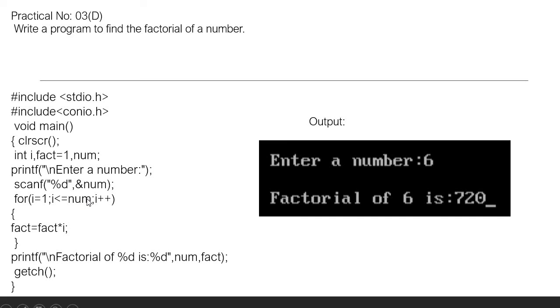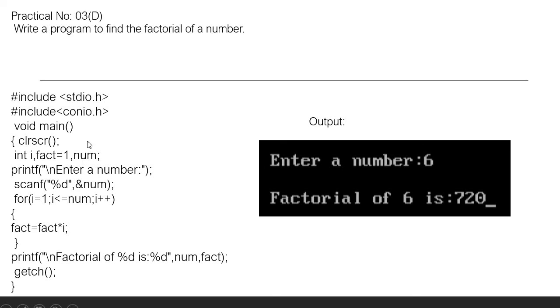The next part is i less than or equal to num. So if the number 1 is less than or equal to num, means whichever number the user has entered, if i is equal to num or less than that, I want to go on incrementing it. And within my for loop, I want to process factorial multiplied by i. It will increment till i is holding the num variable value.